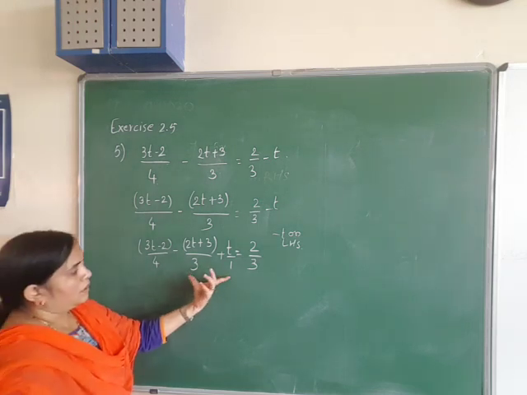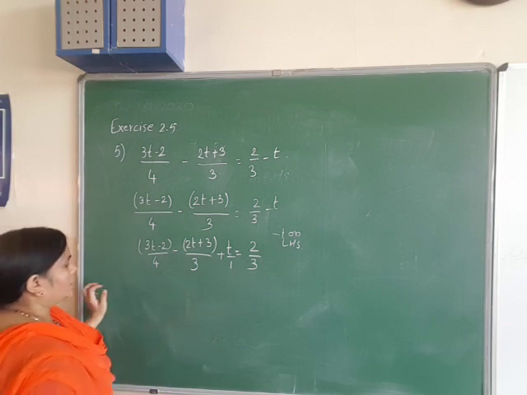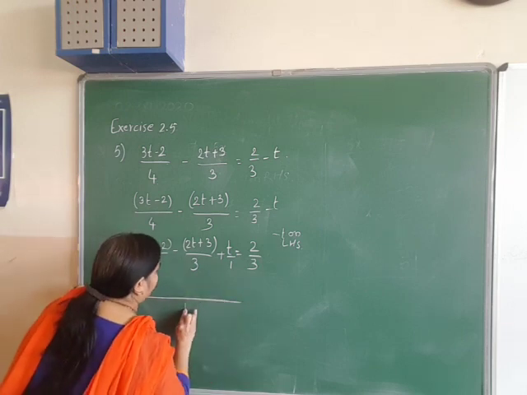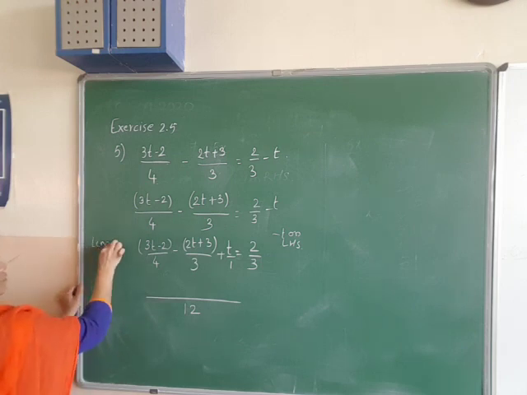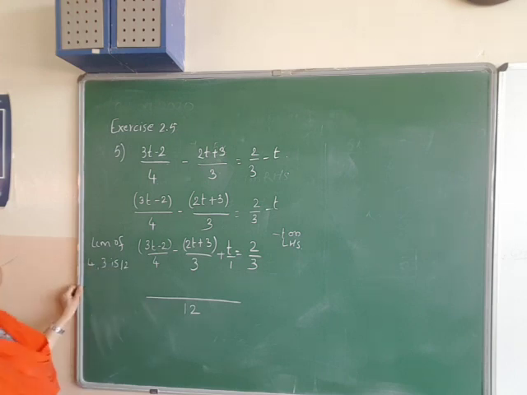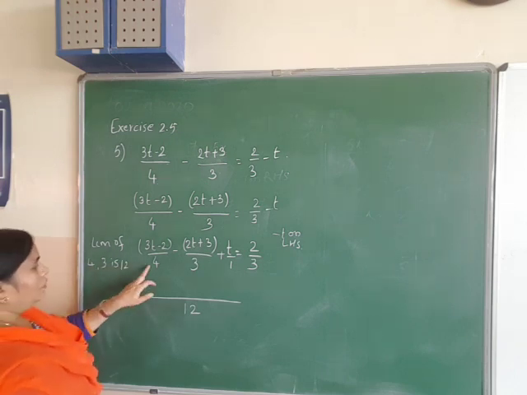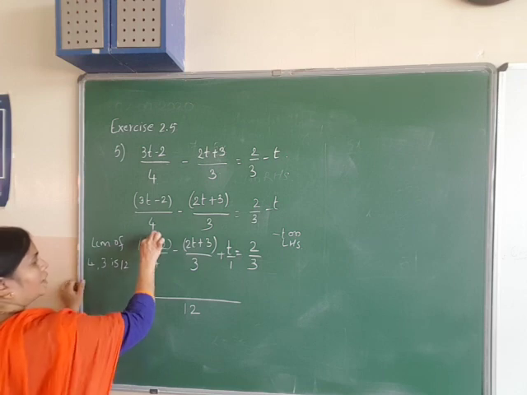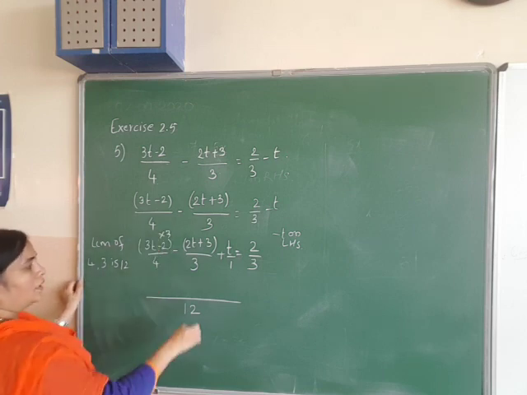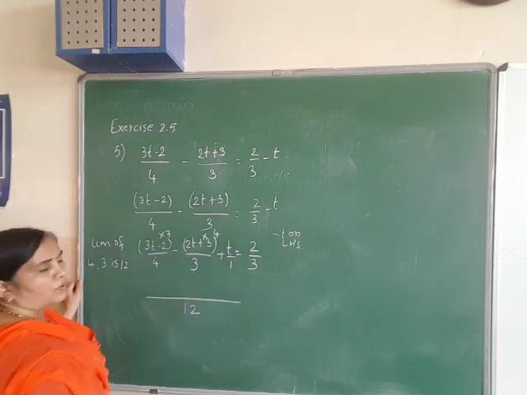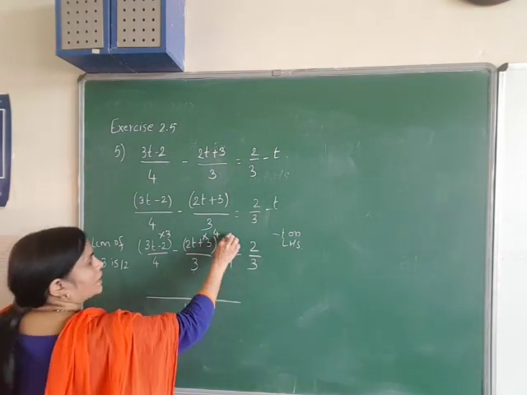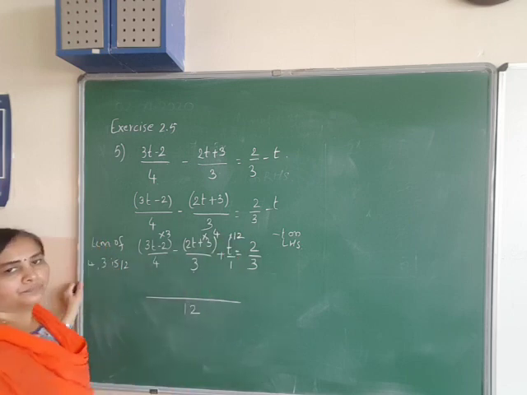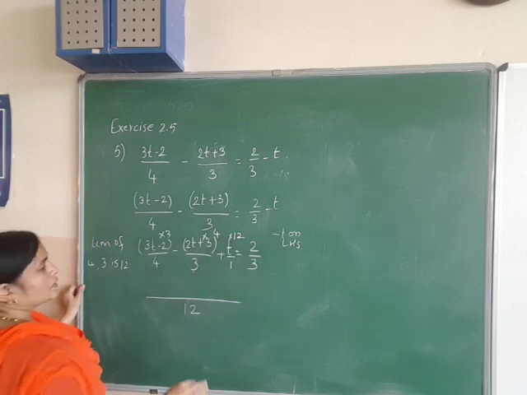Now on the left hand side, you have to take the LCM. LCM of 4 and 3 is 12. Here 4 is there, so you will multiply by 3. Here 3 is there, so you will multiply by 4. And here 1 is there, so you will multiply by 12. Okay, this is the step.